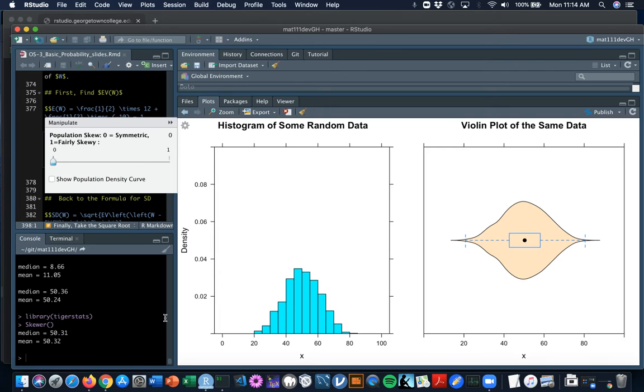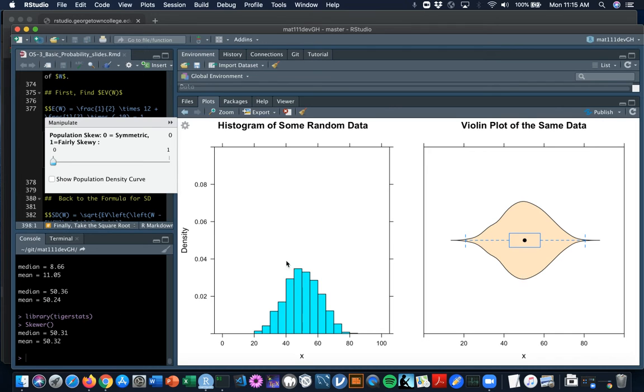Looking over into the console, right after you ran the command skewer, it came out and said median equals something and mean equals something. Now your results are going to vary, but they're going to be similar to mine. It's all random data, but there's a similar pattern to it. My median is 50.31. My mean is 50.32. You too are going to have a mean and a median somewhere around 50 when you try this out. Now that's how it should be. When a numerical distribution is symmetric, the mean and the median will be really close to identical.